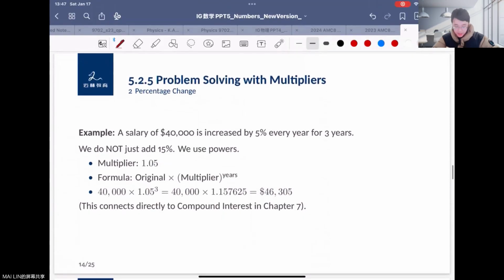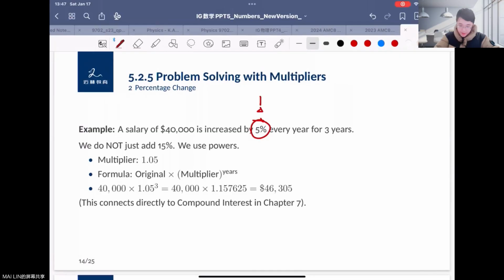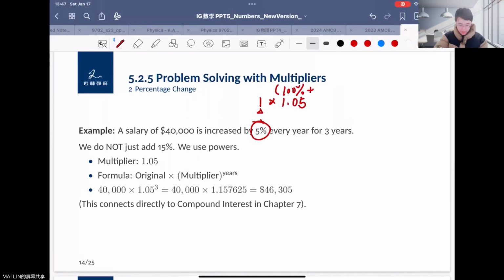So another example: a salary of 40,000 is increased by 5% every year for 3 years, okay? And here we are increasing by 5% every year. We know that if our original price is 1, then you times 1.05 for every year, because 1.05 is from 100% plus 5%, right? So it's 1.05.